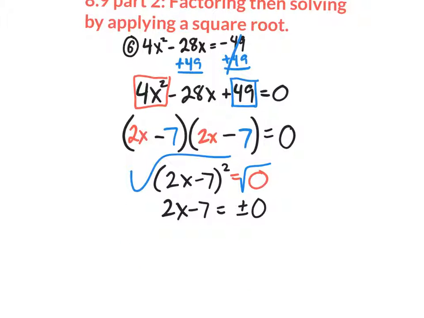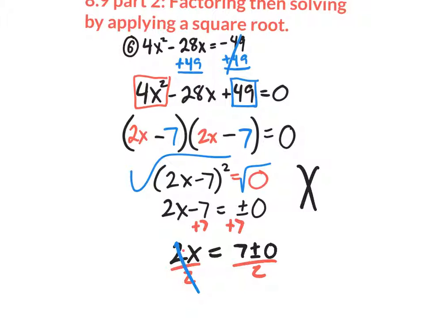Okay, so now we have space here. We're going to add 7. We're going to end up with 2x equals 7 plus or minus 0. And then finally, we need to divide by 2. Divide by 2. So what we have here, guys, is your x equaling 7 plus or minus 0 divided by 2. Now, like I said, in this case, adding or subtracting 0 doesn't make a difference.